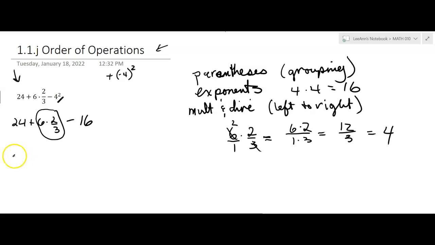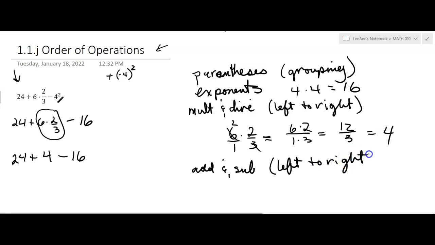So then I have 24 plus, now that whole thing I circled is just a 4, minus 16. Okay? And then the last part of the order of operations is add and subtract. You have to do them at the same time, but again, it's left to right. So whichever comes first, that's what we do. So in this case, I have 24 plus 4. That's going to be 28. And then 28 minus 16 is going to be what? 12? All right. And so that's what I got for the answer.